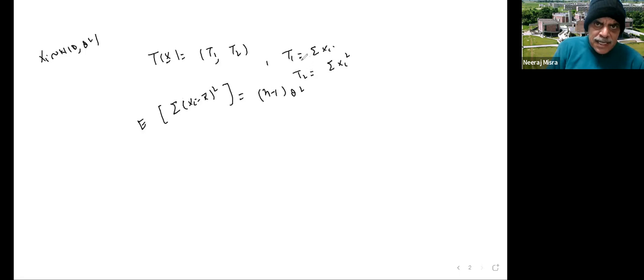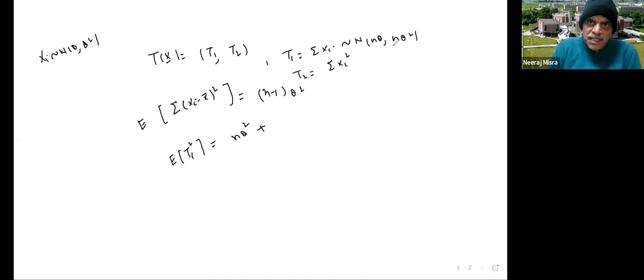Now I try to get the expected value of T1 square. The expected value of T1 square is how much? Summation Xi, I know, is normal. The variance of T1 is n theta square, plus the expected value of T1, which is n theta, whole square. So what do you get? This is n plus n square, so n into (n plus 1) theta square.